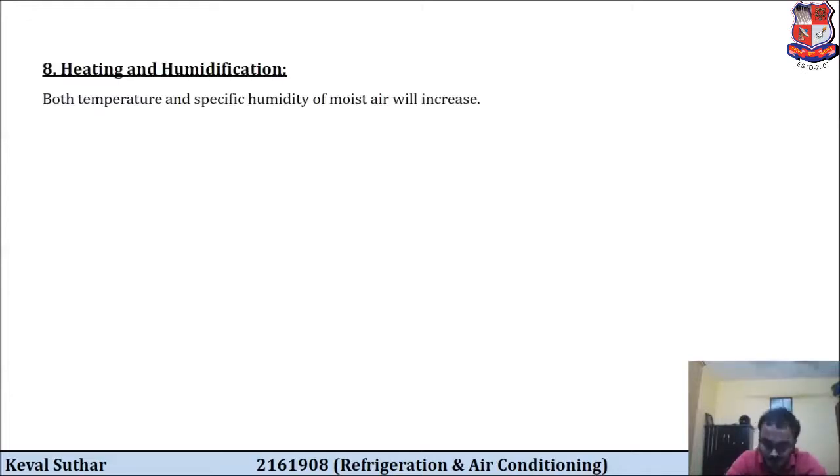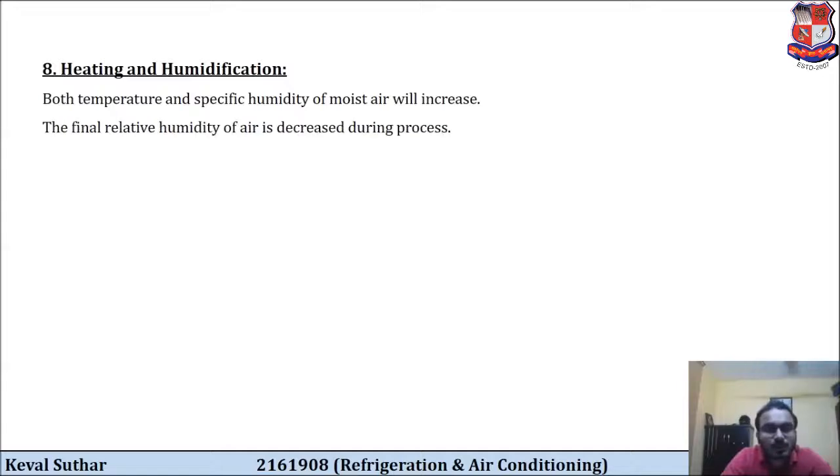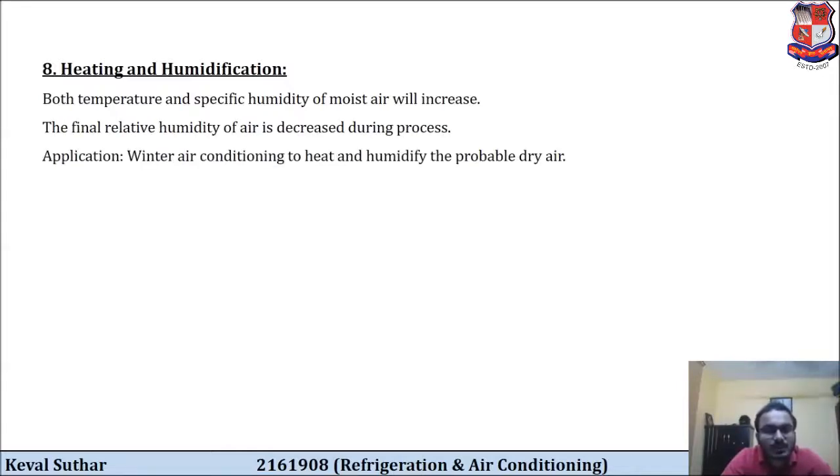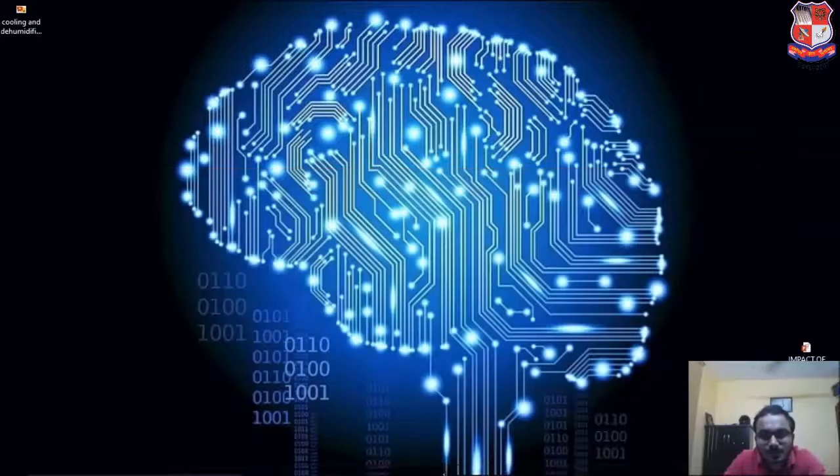Now heating and humidification. Both temperature and specific humidity will increase. The final relative humidity of air is decreased during this process, and its application is in winter air conditioning to heat and humidify the probably dry air. First, we will see a case in which we will be injecting saturated steam. So we will draw a figure for this.